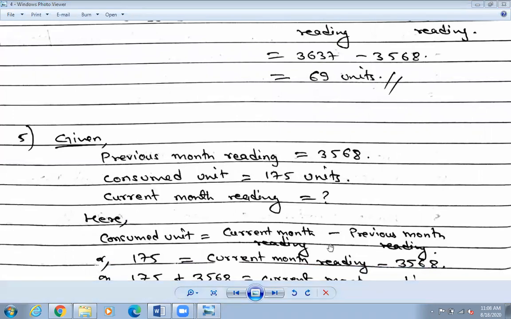Consume unit equals current month reading minus previous month reading. So consume unit is 175 equals current month reading minus previous month reading. The previous month reading is 3568. When the minus sign goes to this side it becomes plus. So 175 plus 3568 equals the current month reading. After that, use a calculator and get the answer.